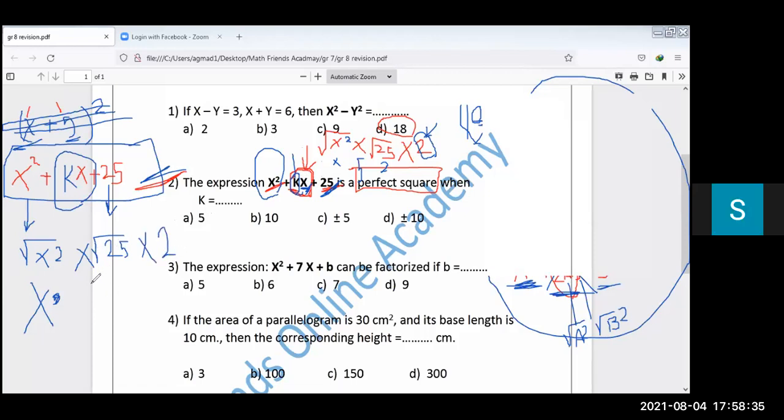So the square root of 25 is 5, times 2. Now 5 times 2 gives me 10, times x gives me 10x. I have already x in my question, so k equals just 10. Yes, teacher, thank you. I understand it now. Yes, excellent, dear.